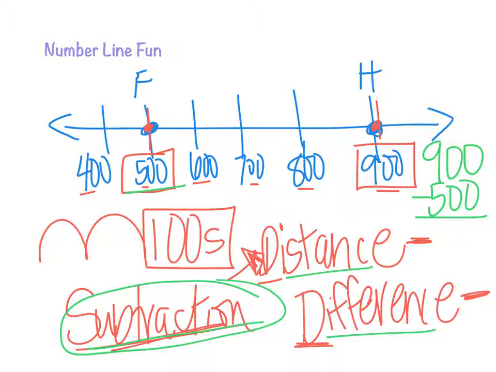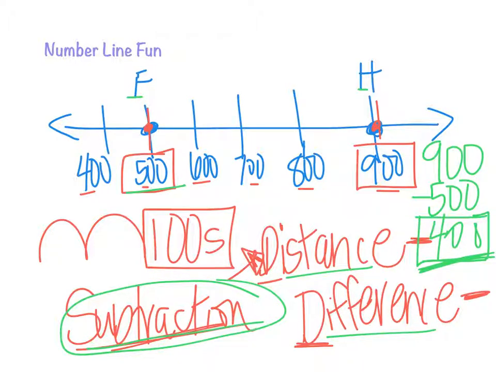So straight, easy subtraction. 0 minus 0? 0. 0 minus 0? 0. What is 9 minus 5? 4. Excellent. So what was the distance between both of those points? What was the difference between those two numbers? 400. Excellent. My answer, the distance between point F and point H, is 400.